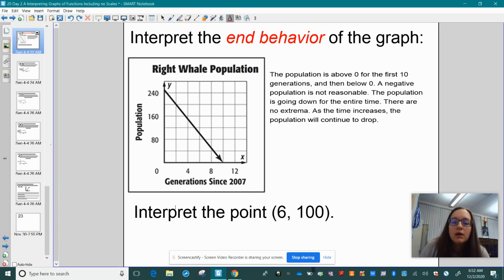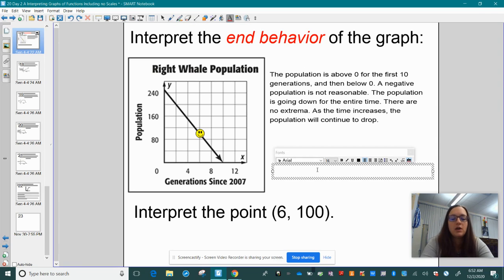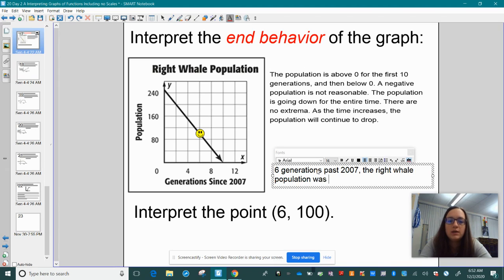Maybe that's why. Okay, so now we're going to interpret the point 6, 100. Oh man, I don't have my happy point on there. Okay, 6, 100. There we go. Right there. What does that point represent? Well, we just use our labels. All right, so 6 is generations since 2007. So 6 generations past 2007. You can do some math too if you want. The right whale population was 100. You can make yours more grammatically beautiful.